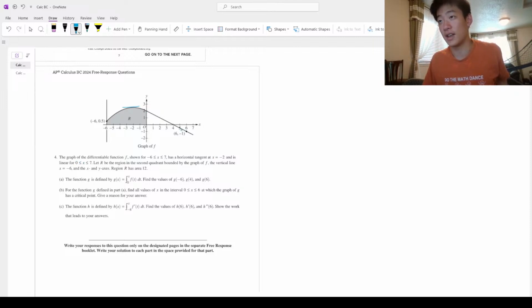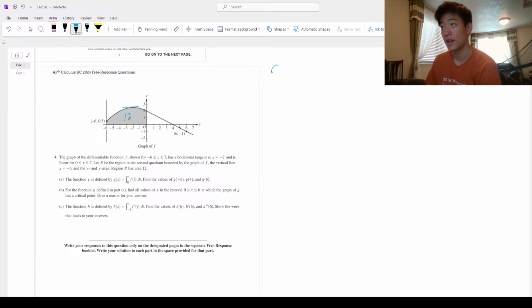So this part is a line. And that's actually really good for finding a slope. So I bet we're going to have to find the slope of this line. And it's also differentiable, so it has the same slope here. I don't know if that's going to be useful. But, okay, R is the region here, and it has an area of 12. So that's going to help with some integrals, obviously.